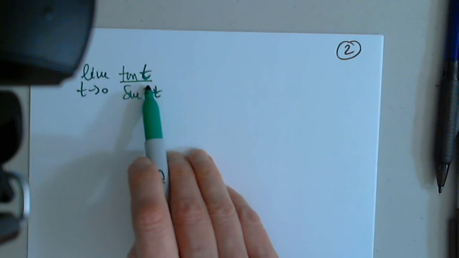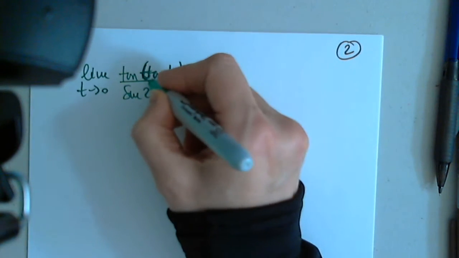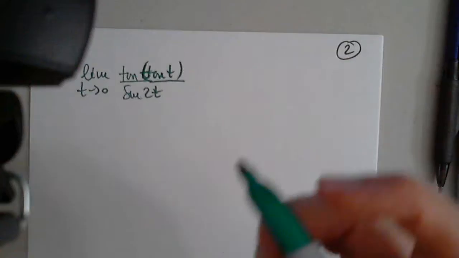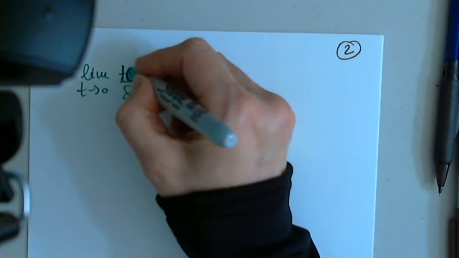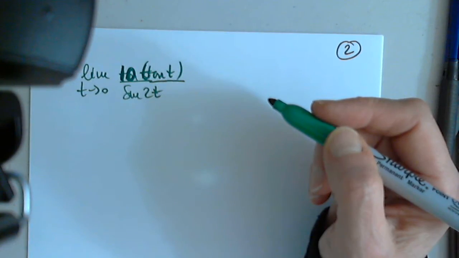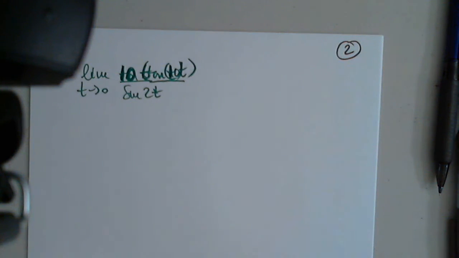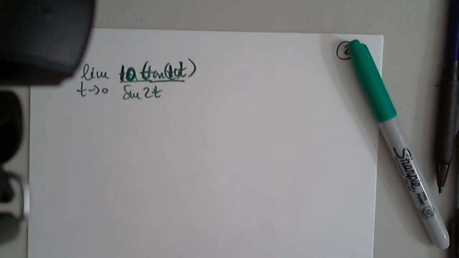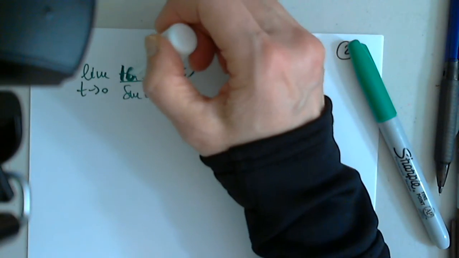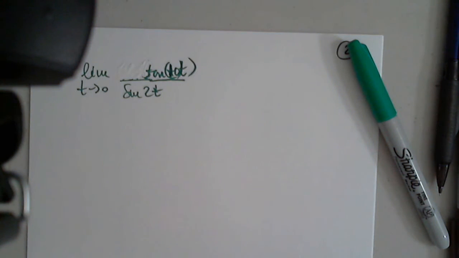Tangent of t? Or tangent of 10t? Like this? No, like 10, like the number. Oh, 10 tangent t. No, like tangent, and then inside of the tangent is 10t. I got it. Am I correct now? Yeah, inside is just like that.